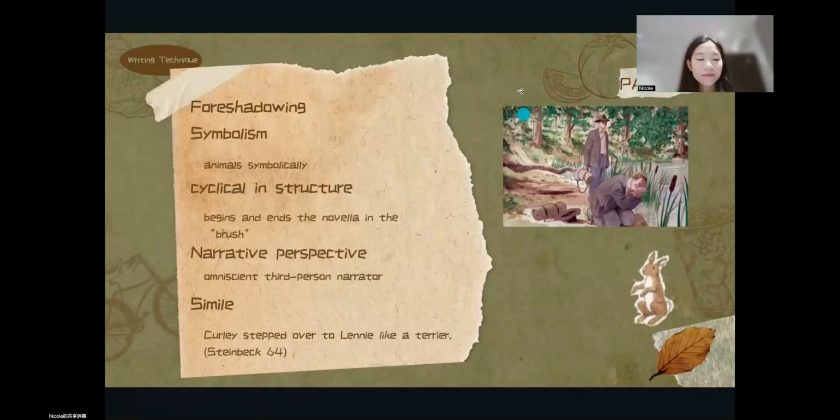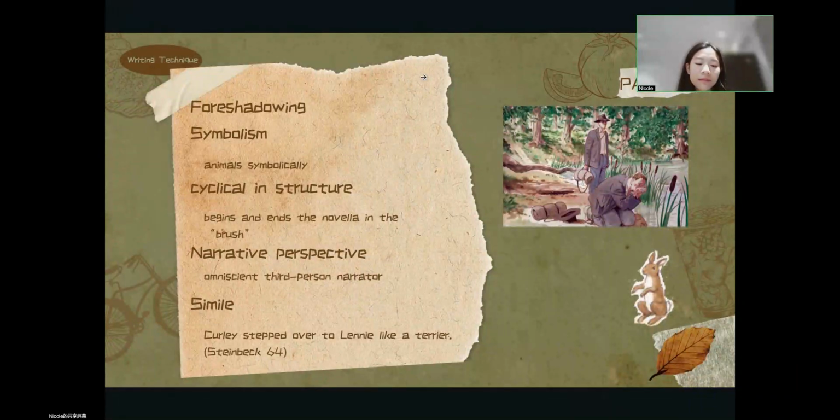And about the writing techniques, we have at least some here. The first one is foreshadowing. Steinbeck skillfully uses foreshadowing. The tragic ending is suggested in several incidents, such as the death of Candy's dog and Lennie's killing of the mouse puppy. And Candy's regret over not ending his dog's suffering himself foreshadows George's decision to kill Lennie himself in order to prevent him from more painful encounters.